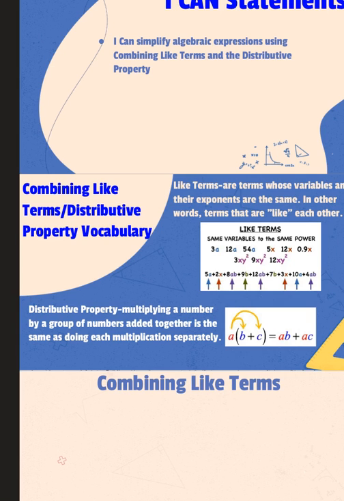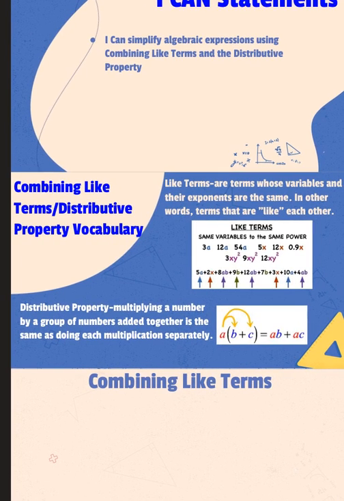So let's first of all look at some vocabulary. Like terms are those variables and their exponents that are the same. In other words, terms that are like each other. I look at terms as having the same last name. So if you look at 3a, 12a, and 54a, they are like terms because they all have the same last name of a. We have 5x, 12x, and 0.9x. Again, they are like terms because they all have the same last name of x. And also 3xy squared, 9xy squared, and 12xy squared, again, are like terms because they all have the last name of xy squared.